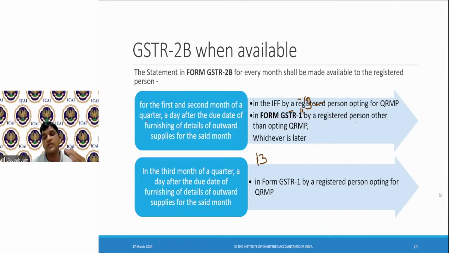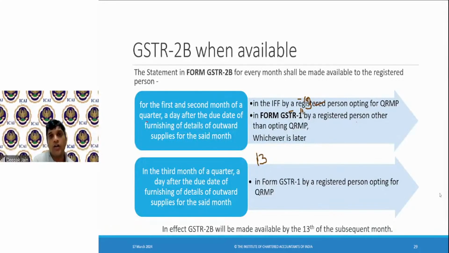In theoretical sense, they have given you the due dates, but in actual sense, what will happen is your GSTR-2B will be available by the 13th of the subsequent month. Okay. So your GSTR-2B you can download by the end of the 13th.